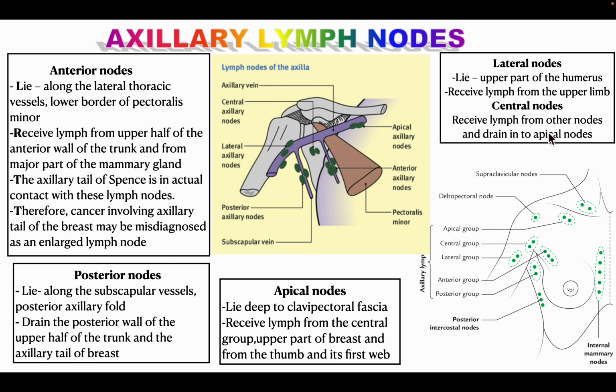Then we have the central lymph nodes. It receives the lymph from the other lymph nodes, that is from the anterior, posterior, and lateral, which drain into the central lymph nodes, and finally from the central lymph nodes it drains into the apical lymph nodes. The last one is the apical lymph nodes, which lie deep to the clavipectoral fascia and receive the lymph from the central group of lymph nodes and from the upper part of the breast and from the thumb and its web space.